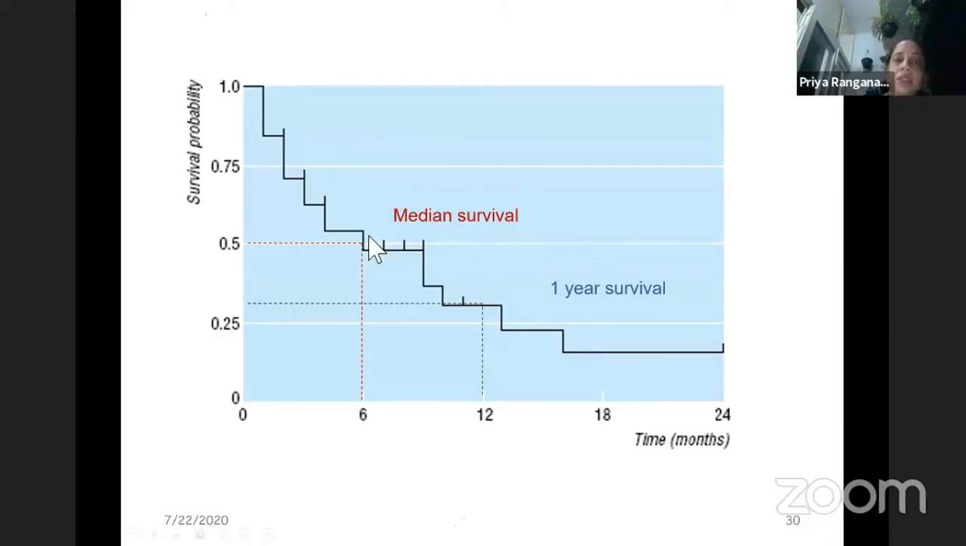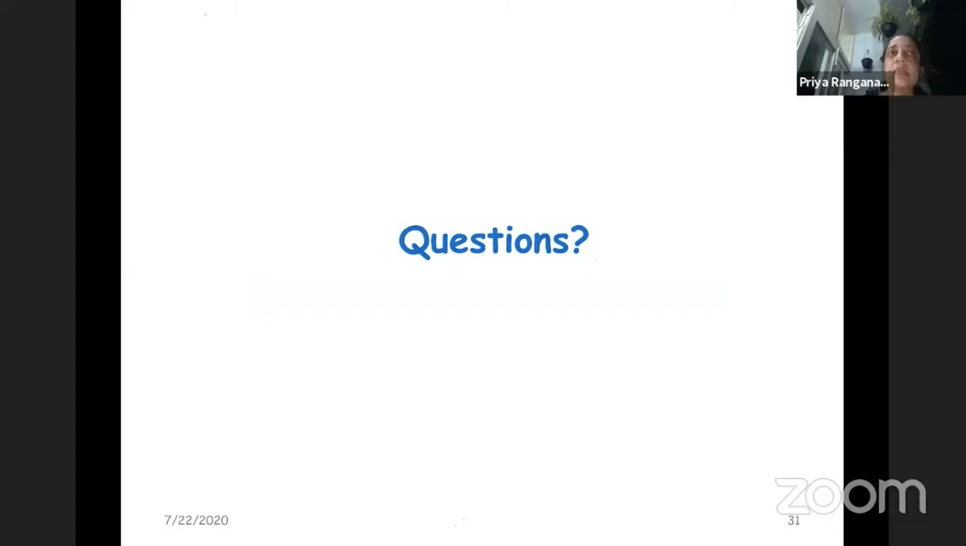Remember, curves which crash down, come down rapidly, mean more events are taking place. Curves which hang up here are very slow, which are sort of plateaued over here, meaning events are not taking place. Stopping for questions?